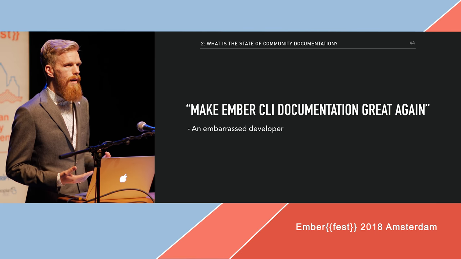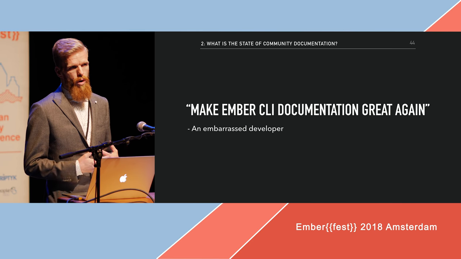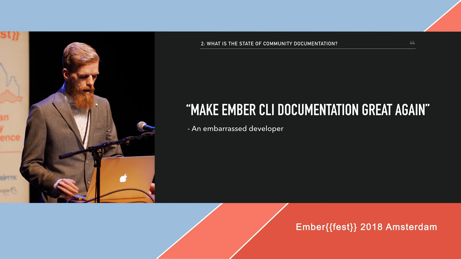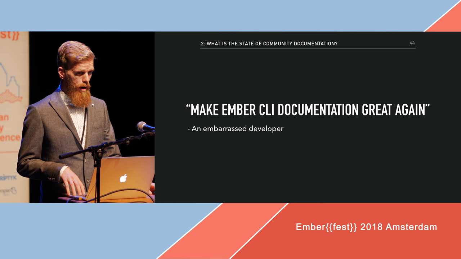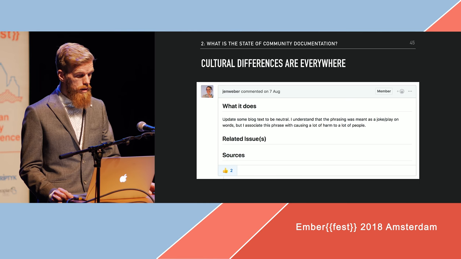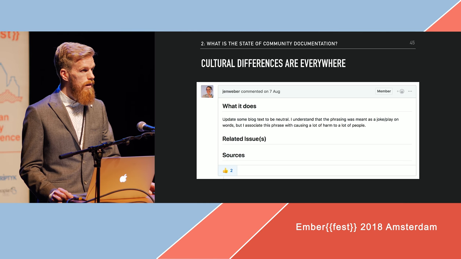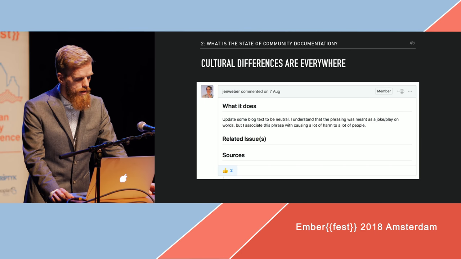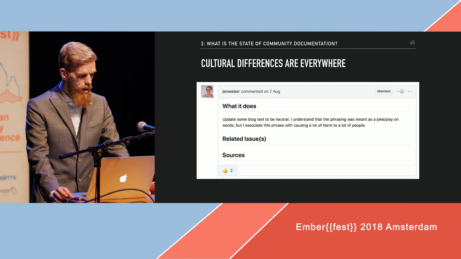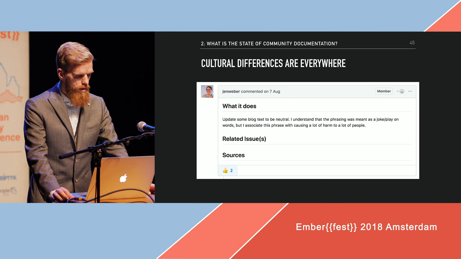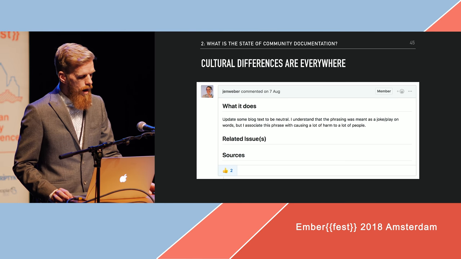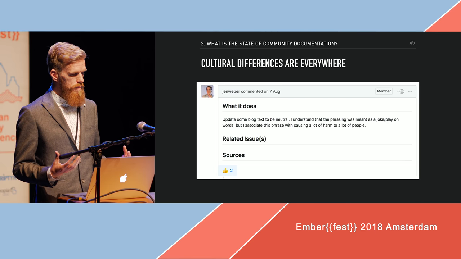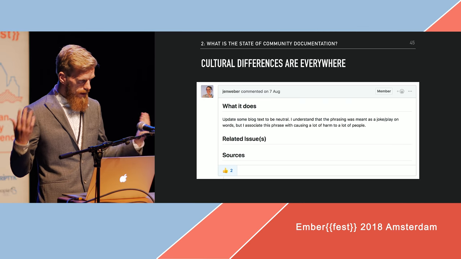And then I made the PR, it was accepted, the newsletter went out to all the subscribers, and we also have the issues on the Ember blog. And then I noticed this sort of hotfix from Jen, from the learning team, about my contribution. It says, update some blog text to be neutral. I understand that the phrasing was meant as a joke, a play on words, but I associate this phrase with causing a lot of harm to a lot of people. And as I was about to write a comment that I was so, so sorry, I really did not even mean it as a joke. I didn't have that connection.